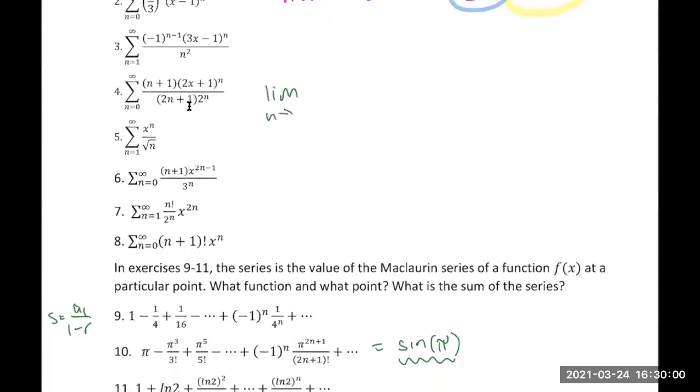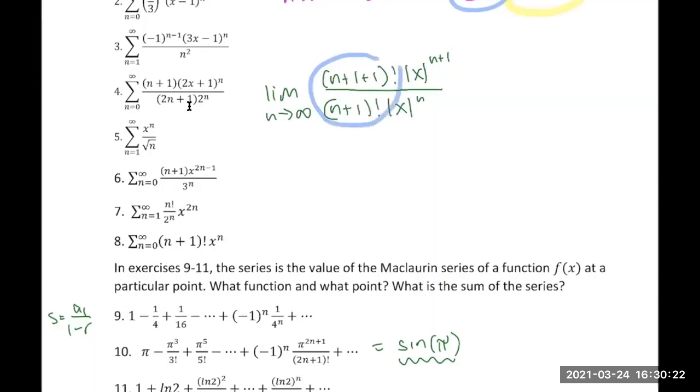Okay, so for 8, you're letting n go to infinity. We see a factorial, so automatically jump to ratio test. And we have n plus 1 factorial, and then absolute value goes around the x to the n plus 1, divided by the nth term. So n plus 1 factorial, and then absolute value of x to the nth power. So group things together. This is n plus 2 factorial on top. I would encourage you guys again to expand out factorials if you're not quite used to it yet.